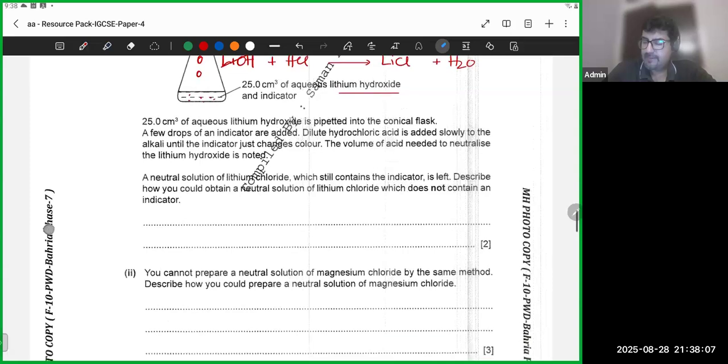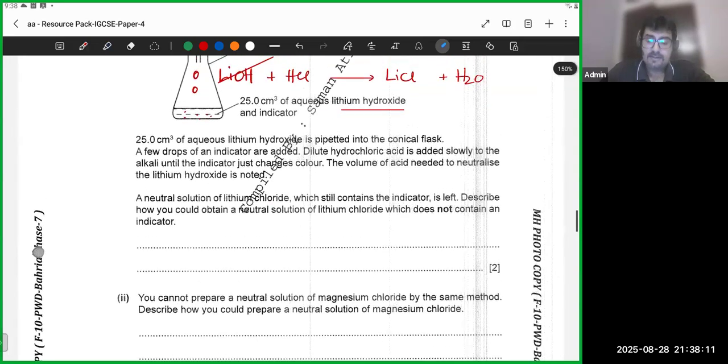So titration, if you remember titration, what was done? There were two things done. Number one, how do you remove the indicator? The first one was you add charcoal, which absorbs the indicator.